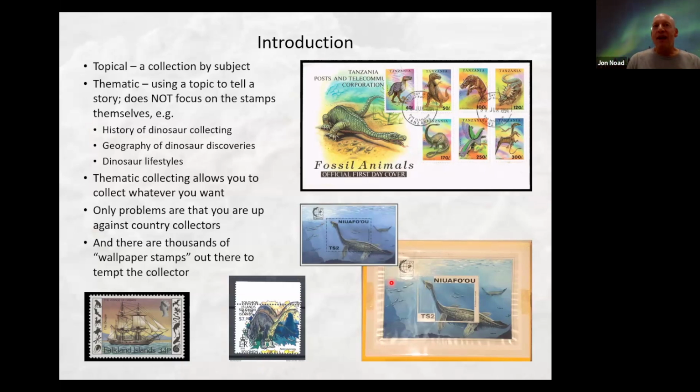When you're collecting thematic stamps, one of the problems is that you are collecting your theme. And so I'm collecting dinosaurs, but there are also country collectors who are only interested in the country itself. So they'll be buying just the Tanzania dinosaurs for their Tanzania collection, or the German dinosaur stamps for their collection. So when you're bidding on eBay and things like that, you're up against country collectors, not just other thematic collectors. And the other big challenge that I come across is that there are thousands of wallpaper stamps up there, all kinds of fakes, semi-fakes, semi-real stamps, which you have to make a decision on whether or not to collect. And the nice thing is you have the choice.